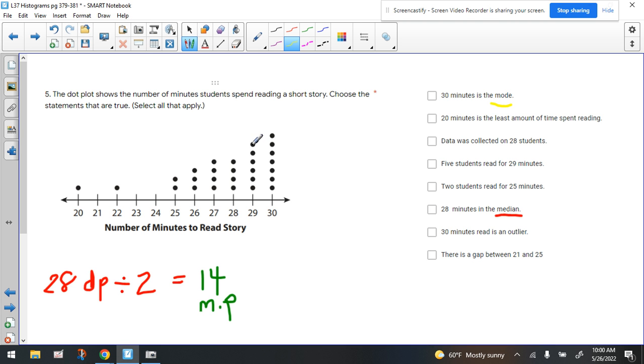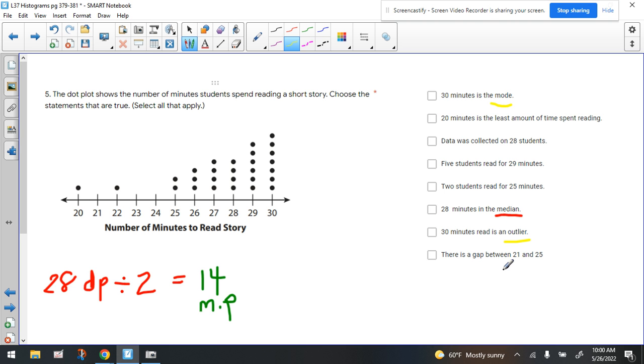I'm counting 6. 2 students read for 25 minutes. Is that true? Do we have 2 dots here? And we already talked about this one. 30 minutes read is an outlier. Now remember, an outlier is a number that seems way off from the rest. It's much different than the other data points.